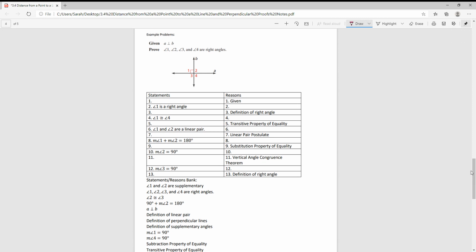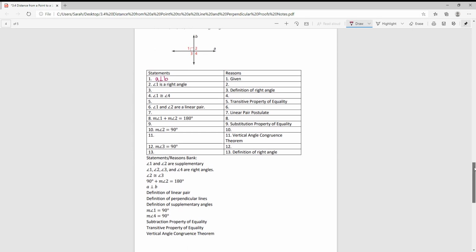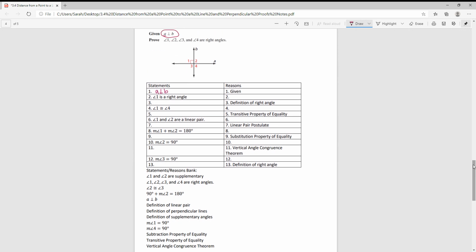So first things first, we're just going to fill in their statements and reasons like we usually do. The reason for whatever goes in statement 1 is given. What's the only information we were given? We were given that A is perpendicular to B, so that's exactly what's going to go in the given spot. Moving right along. Next statement is that angle 1 is a right angle. How can we say that angle 1 is a right angle? Well, since we know that line A is perpendicular to line B, the definition of perpendicular lines says where those lines meet is a right angle. So this is going to be the definition of perpendicular lines.